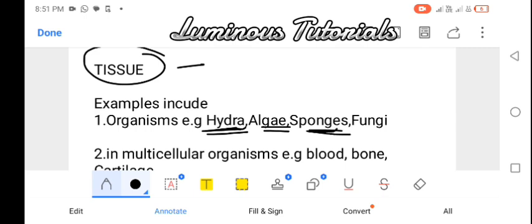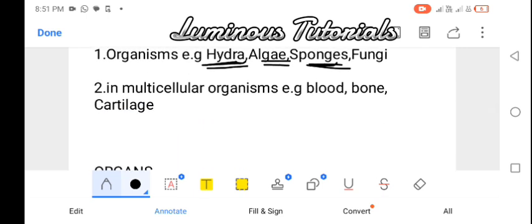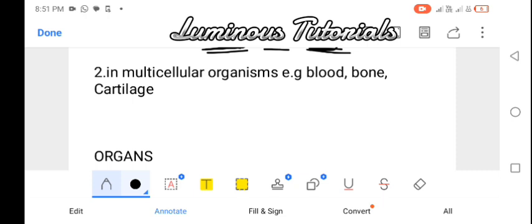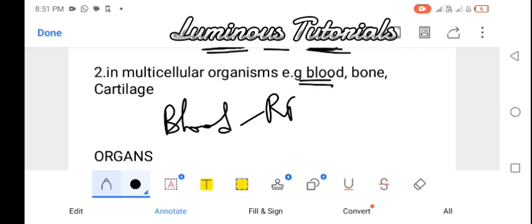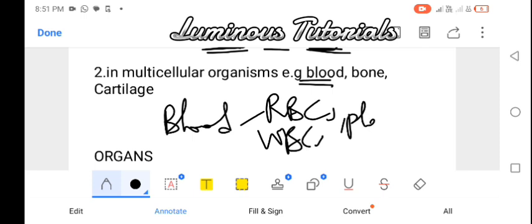All these are examples of organisms that exist at tissue level. Now what about in the body of an animal? What are the cells or the structures that exist as tissue? Number one, the blood in animals is a tissue. Why do I say so? It is composed of different types of cells. Composed of the red blood cells, the white blood cells, platelets, etc. Many cells.